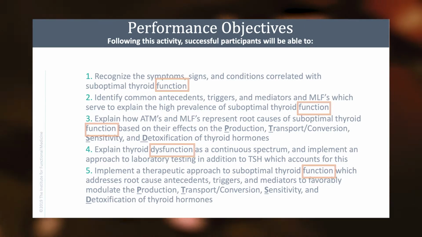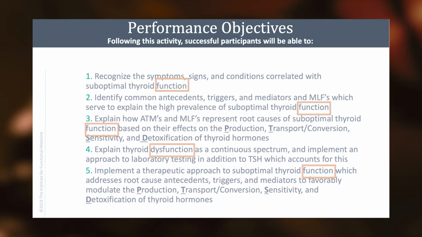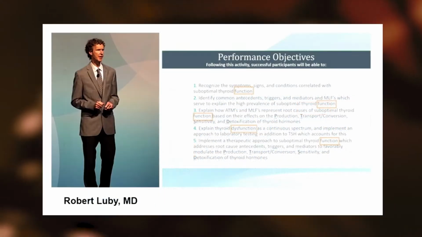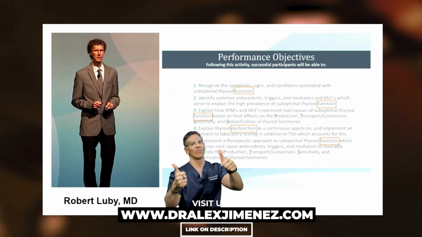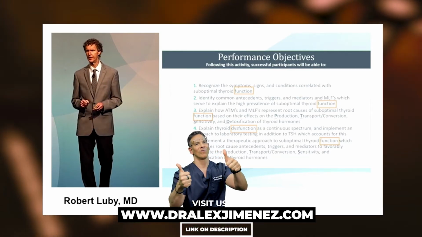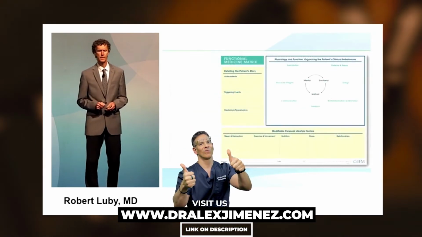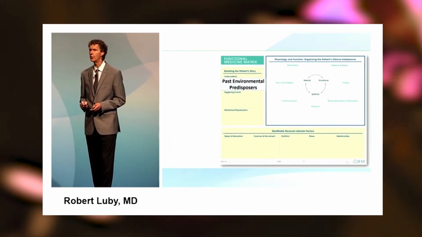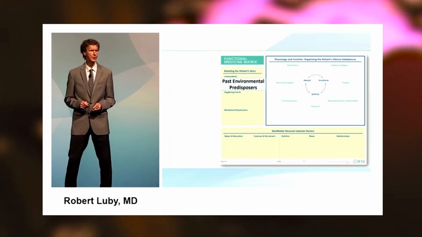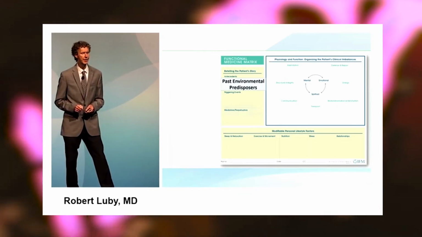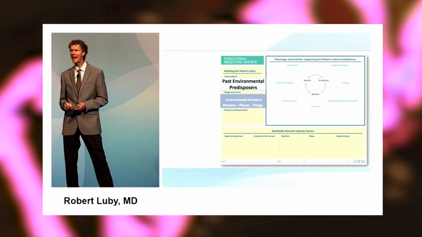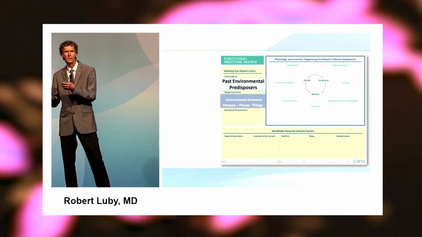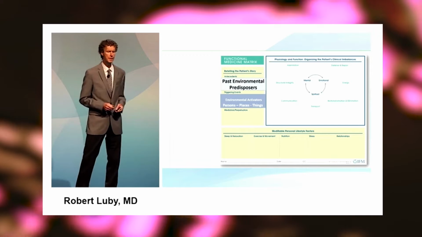This all has to do with function, every single performance objective. And now you have a sense of how function is represented on the matrix. How is the environment represented on the matrix? Antecedents, those are past environmental predisposers, are they not? Triggers, those are environmental activators, whether it was a triggering event or a triggering pollen or a triggering food.